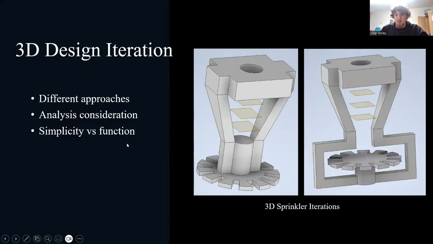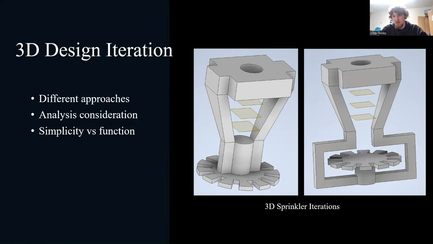And this is what we ended up moving towards, these 3D iterations that took the whole sprinkler head into account. That first one on the left side was made for simplicity in modeling it, because we could just apply force at the top, bring it down, but then that wasn't really too functionally sound in terms of modeling the real situation.